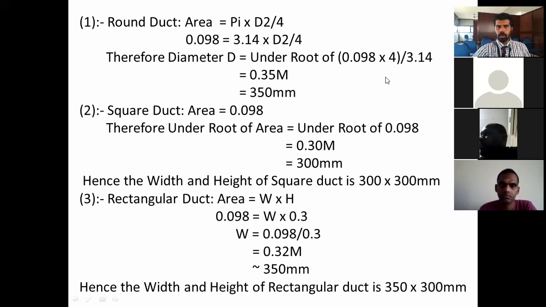It is d square by 4. Normally, you can write pi r. This d means diameter. Diameter square by 4. That's the formula.